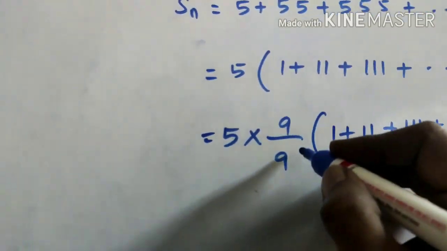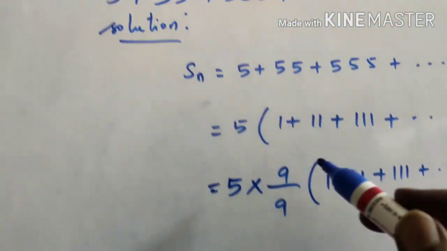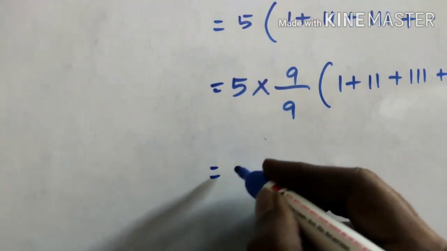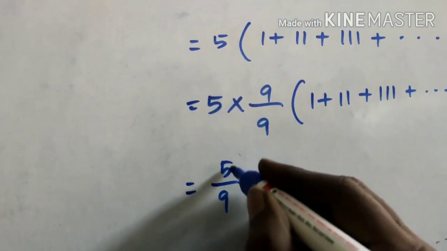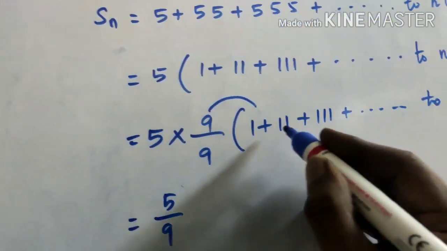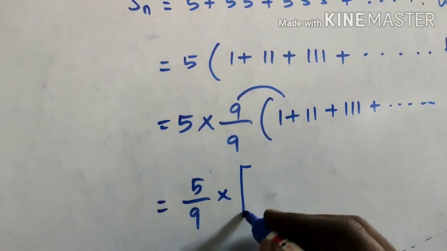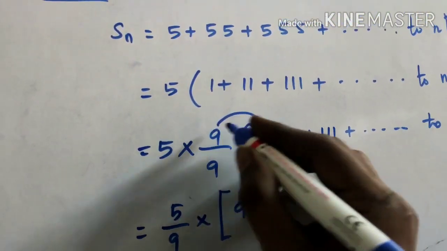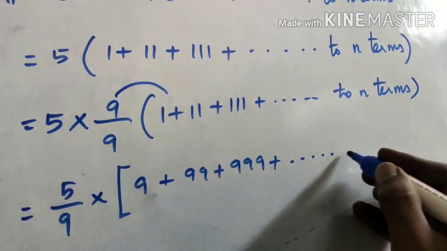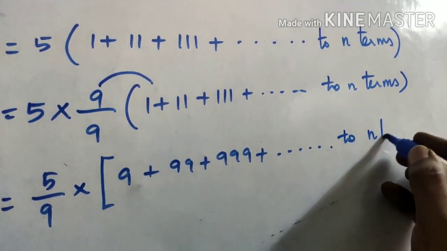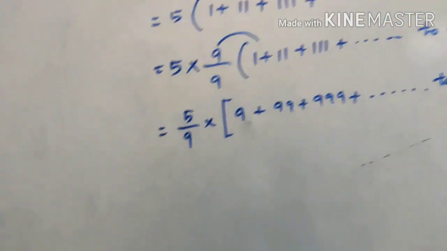Okay, multiply and divide by 9. For all the sums based on this concept, you can use 9 by 9. Now, you keep this 9 as the denominator, 5 by 9, and you multiply the series inside with 9. So what happens: 9 ones are 9 plus 9 elevens are 99 plus 999 plus dot dot to n terms goes on. Okay, clear? Next.